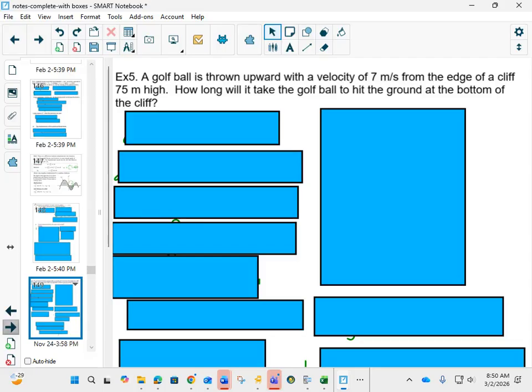So a golf ball is thrown upward with a velocity of 7 meters per second from the edge of a cliff 75 meters high. How long will it take the golf ball to hit the ground at the bottom of the cliff? And this sounds very much like a physics question, because it is as well. But the idea here is, can we take what we know and just use calculus without any physics formulas to figure this out? And the answer is yes.